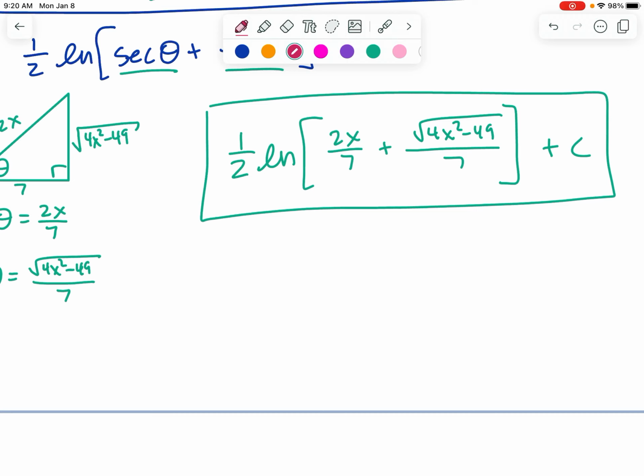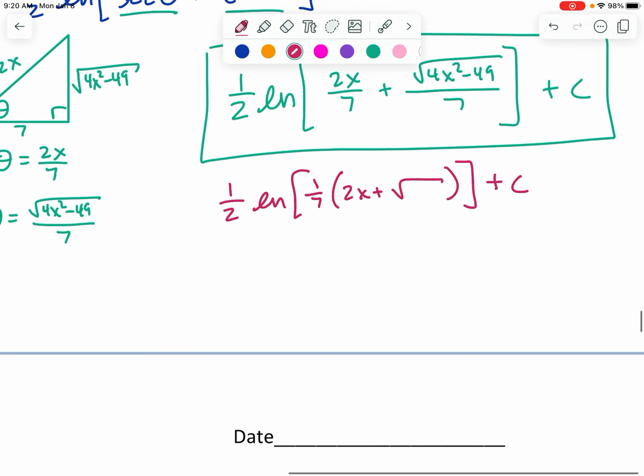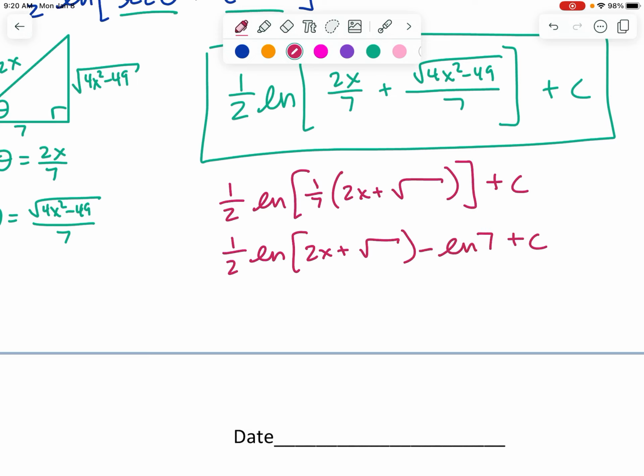You could, of course, just have your 1/7 pulled out in front because you have a common denominator, and then have your 2x plus your radical. I'm just being lazy, and then have your plus c. They could do some kind of sneaky things here. You have your division, so you could have this be 1/2 ln of your 2x plus your radical minus the ln of 7 and then plus c.